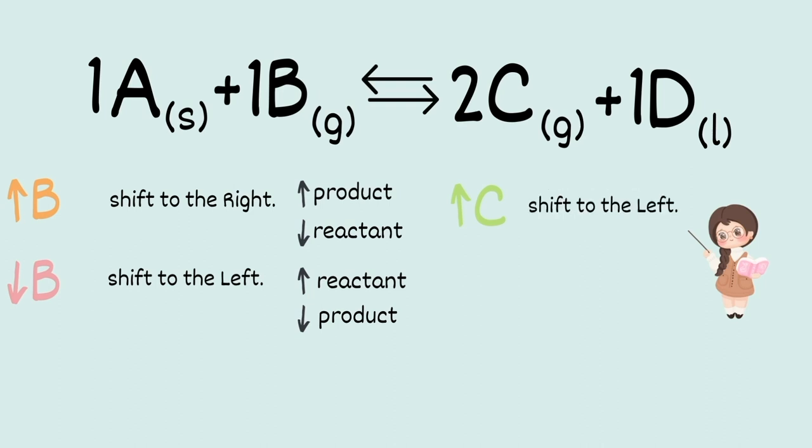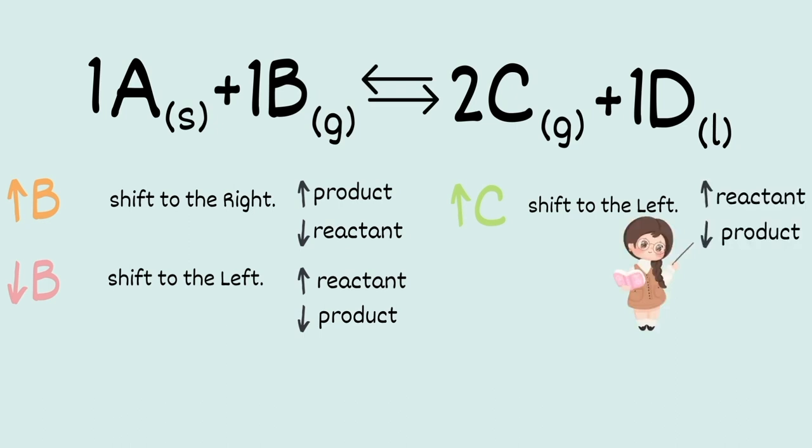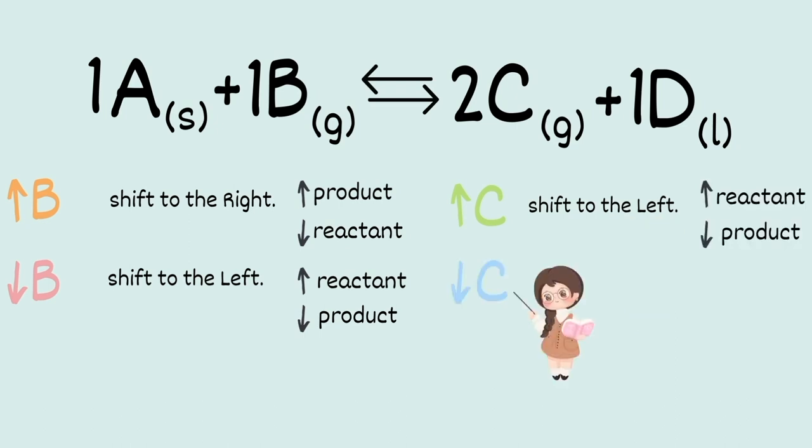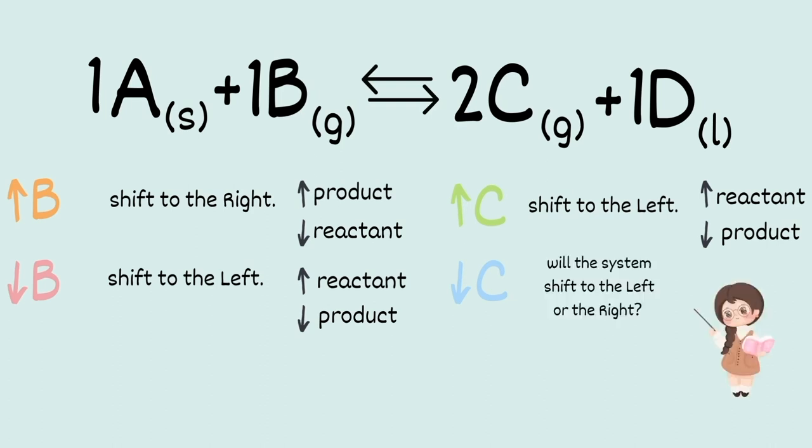The system will shift to the left. This will increase the reactants and decrease the product. And now what if we decrease the concentration of C? Will it shift to the left or the right?